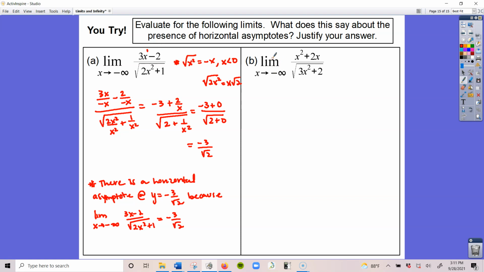Now let's do this last one here, the limit as x is approaching negative infinity of x squared plus 2x over the square root of 3x squared plus 2. So this is for the left side. So that means that the highest degree in the denominator is the 3x squared, but it's the square root of x squared. And I'm going to use negative x because this is for when x is less than 0. So we're going to divide everything in the numerator by negative x. Now remember, inside of the radical, we keep it as x squared.